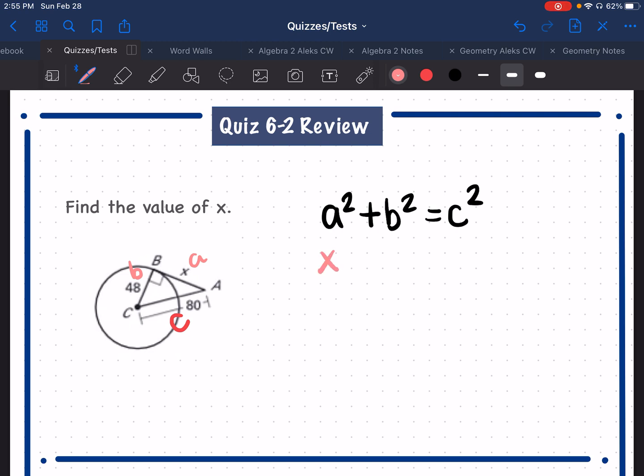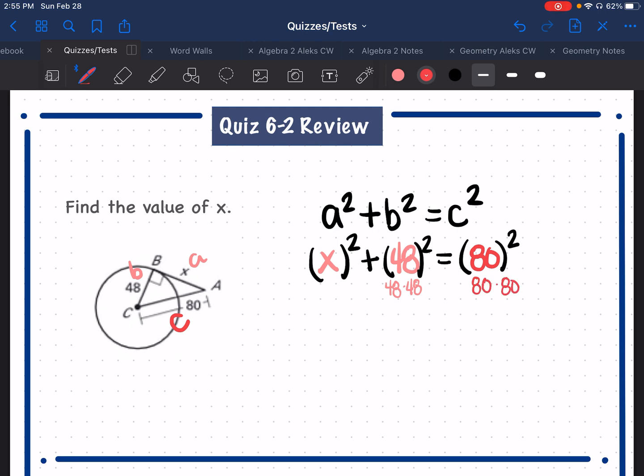So I'm going to have x, and I'm going to go ahead and square it. That means I'm going to do x times x. And here I'm going to do 48 squared, which is, of course, 48 times 48. And here I'm going to go ahead and take the 80, and I'm going to square it, 80 times 80. So just really quickly, remember you're multiplying 48 times 48, and here you're multiplying 80 times 80.